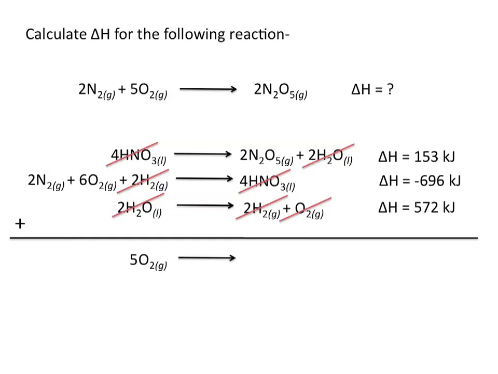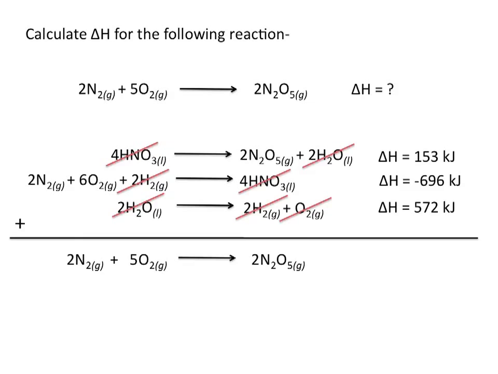Our 1 mole of O2 gas on the product side can cancel with 1 mole of O2 gas on the reactant side, leaving us with 5 moles of O2 on the reactant side. And when we write down what we're left with, we then have an additional 2 moles of N2 on the reactant side and 2 moles of N2O5 on the product side. And when you check, our new equation now matches the equation of interest.